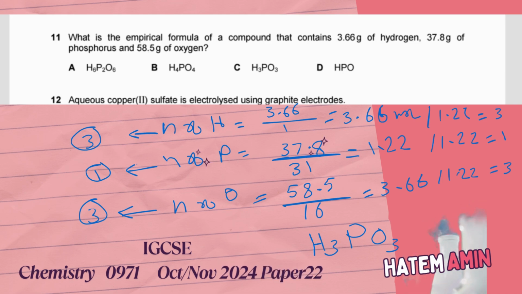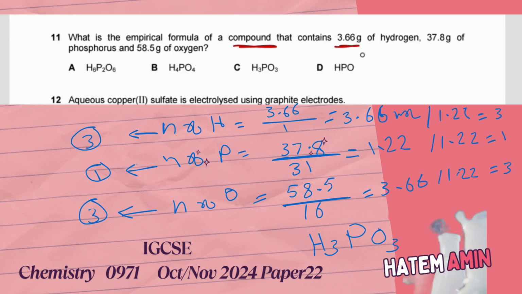The question is, what is the empirical formula of a compound that contains 3.66 gram of hydrogen, 37.8 gram of phosphorus, and 58.5 gram of oxygen? Now we need to find the empirical formula. If we have the masses, how can we find it? This is the total mass of one compound. The empirical formula is the ratio between the number of moles of each element.